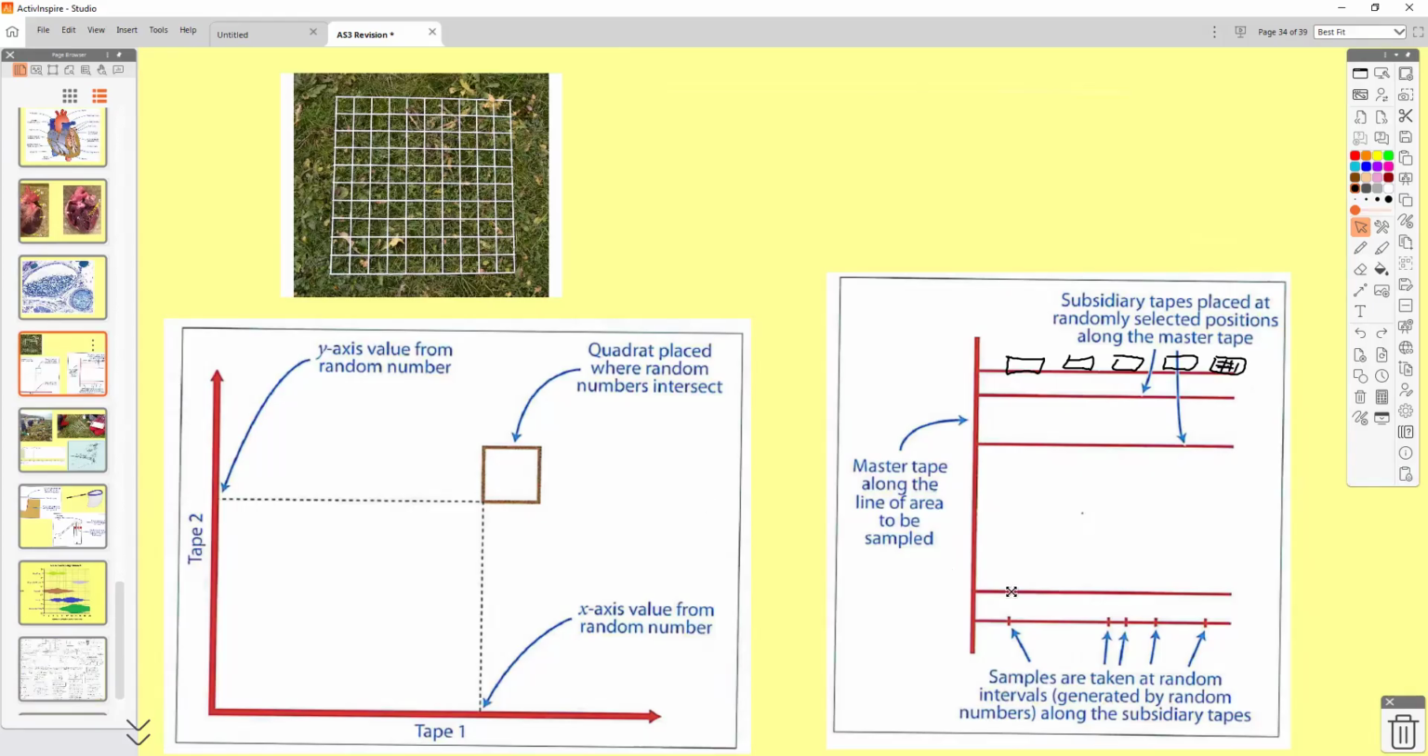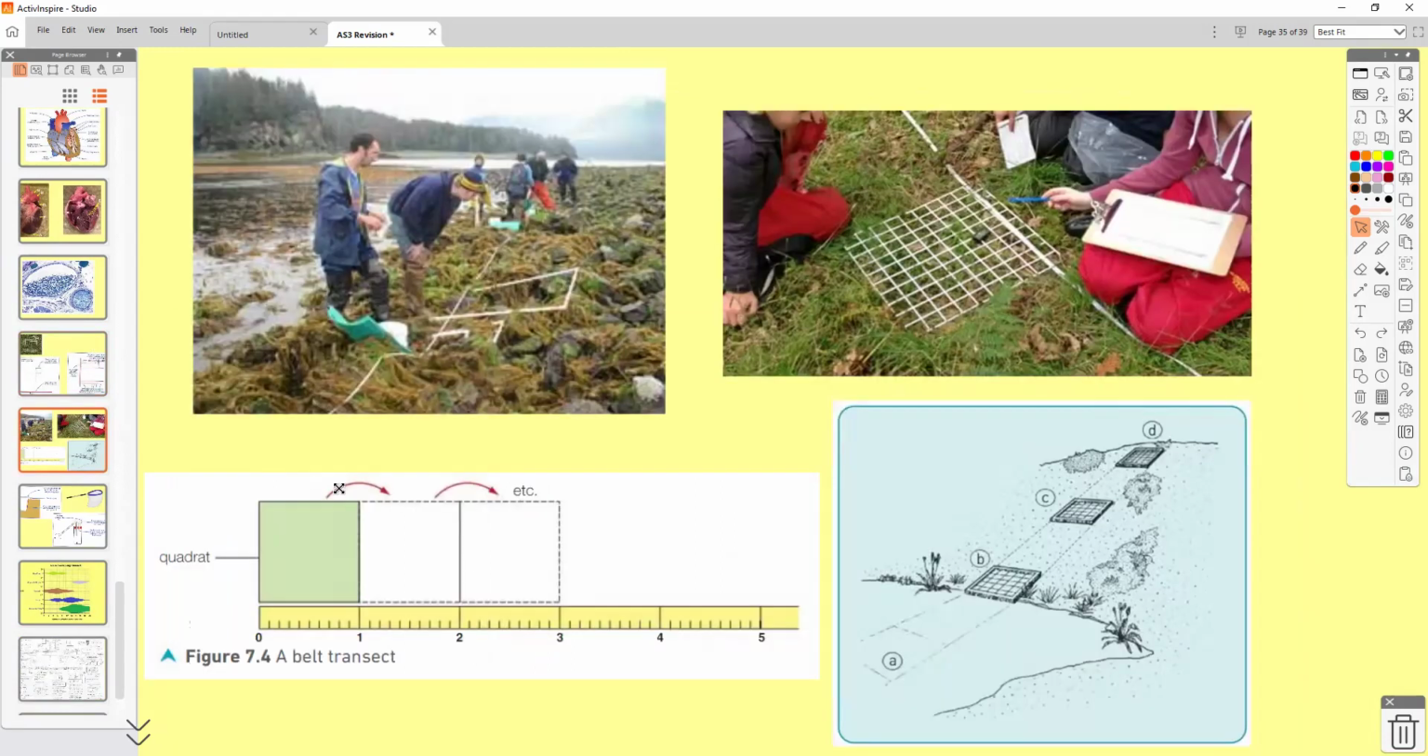It could be a bit more systematic, where you have a line set out and then transects off that line, or other measuring tapes off that line. You might measure again at random numbers. You might measure every 2 meters, every meter, or as I say, it could be random intervals as they mentioned here. Okay, so that's the type of thing you can use.